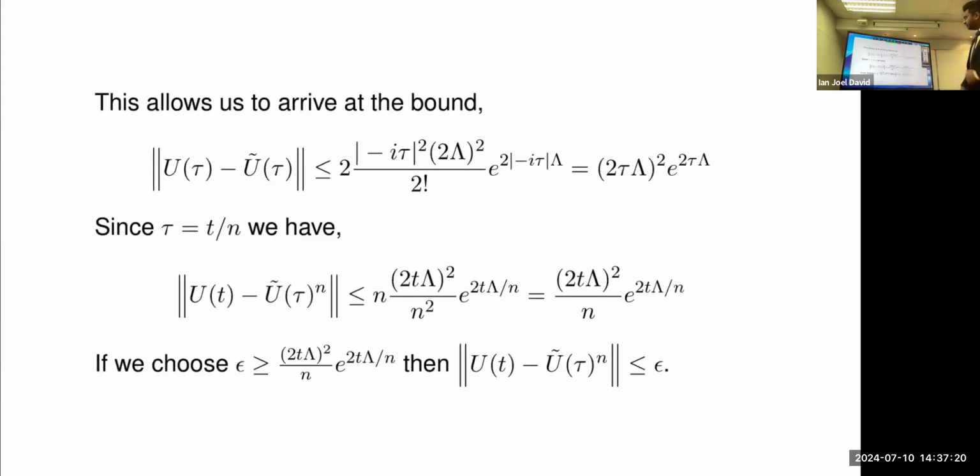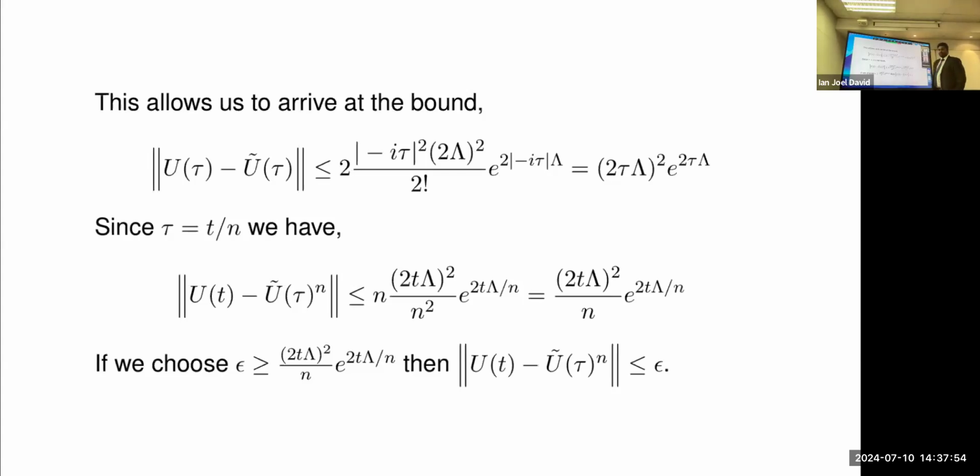Okay. So using the inequality above allows us to arrive at the following bound: the difference between the time evolution operator and the approximation here, which is a function of tau, is less than or equal to 2 times tau lambda all squared, multiplied by e to the 2 tau lambda, its exponential factor. And if we replace tau by t over n, we get our final desired bound, which is shown here. I'm not going to read it out because there are too many things.